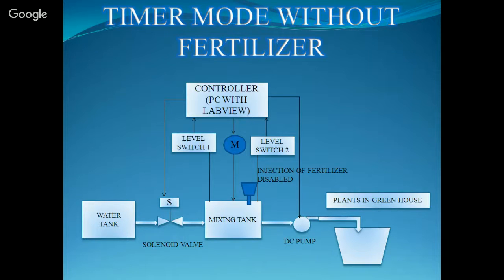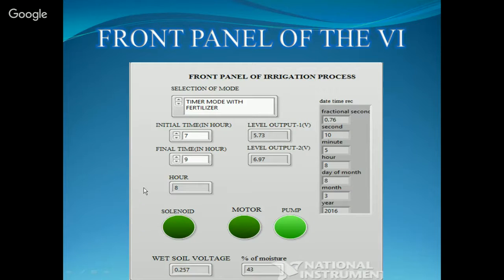Now let's see the front panel of the VI. The front panel of the VI is as shown in the image. The user can select the mode of operation with the help of the enum control provided. The initial and the final time are provided by the user, and the system time is displayed in terms of seconds, minutes, hour, day of month and year.